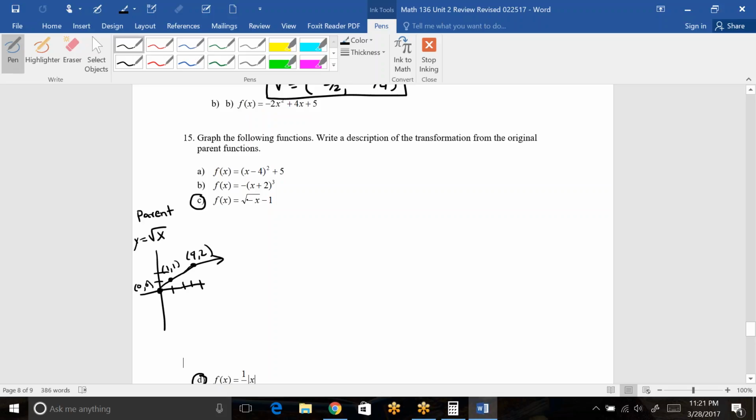When we have a negative either in front or inside of the parent, that means some kind of reflection has happened. Notice on part B, the negative is out front. That means that it reflects over the x-axis. If the negative is inside with the x, it's going to reflect over the y-axis.